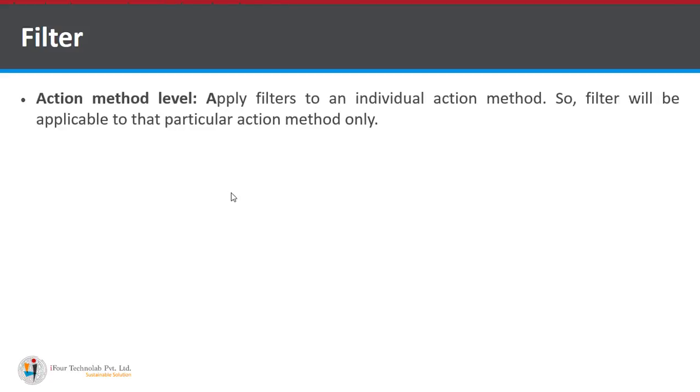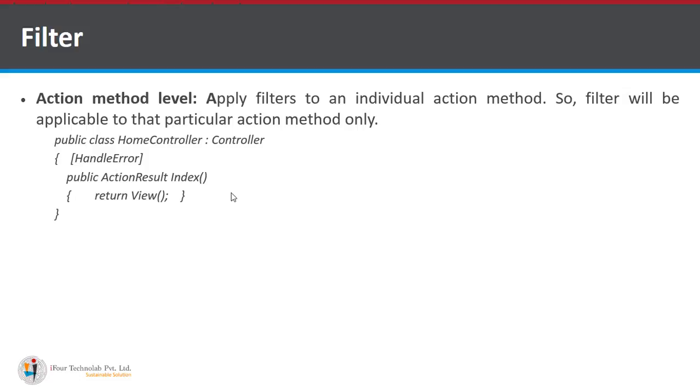Next one is action method level. That is applying filters to an individual action method. So the filter will be applicable to that particular action method only. Here you can see I applied the HandleError filter to the public ActionResult Index. So inside HomeController only Index will have this HandleError filter. No other methods will be affected by this filter.